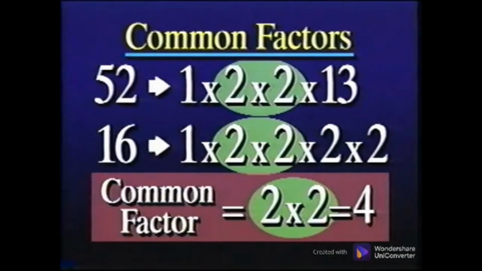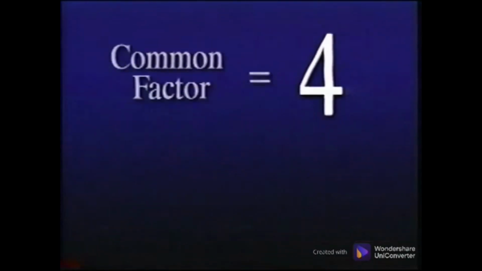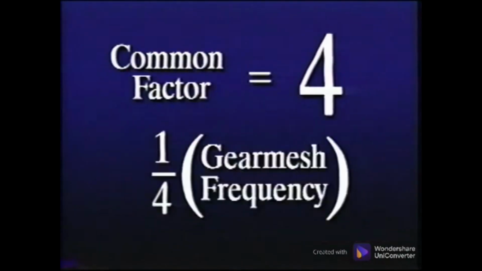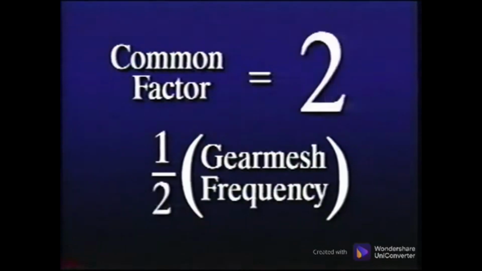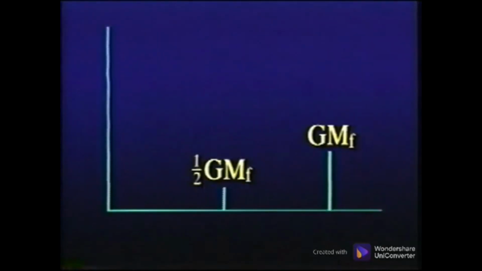Earlier we discussed the value of determining the common factor. The reciprocal, or 1 over the common factor, is another location influenced by transmission error. If the common factor is 4, the spectral frequency is 1/4 the gear mesh frequency. If the common factor is 2, the transmission error will be 1/2 the gear mesh frequency, and so on. When there are multiples of gear mesh frequency, there may also be multiples of this fractional gear mesh frequency.